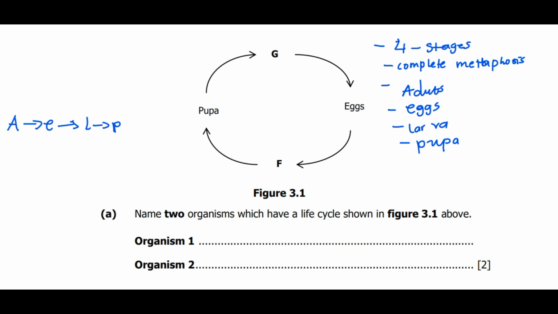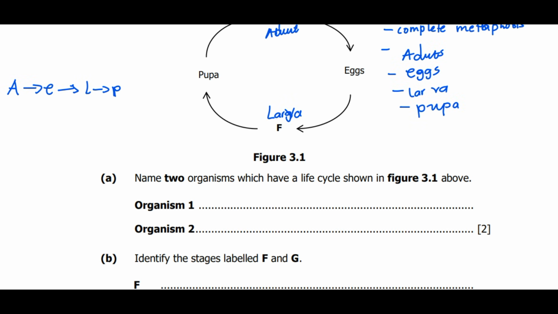Then we can see that we've answered F and G. Our F will be larva. Then our G, we know that this will be adult. Now, let's look at question A. Name 2 organisms which have a life cycle shown in figure 3.1 above. The first one is mosquito. Mosquito undergoes this kind of complete metamorphosis.